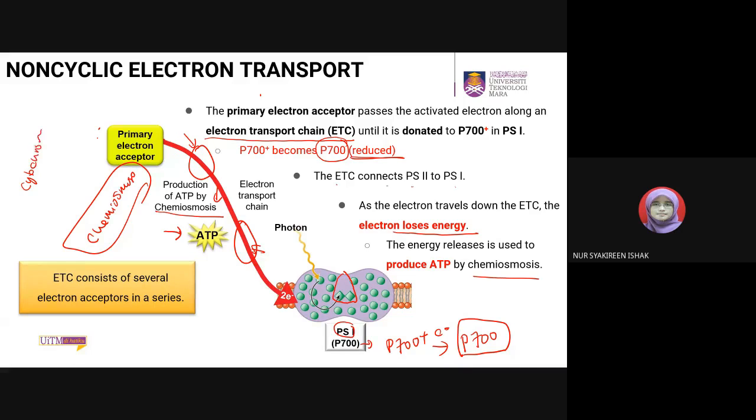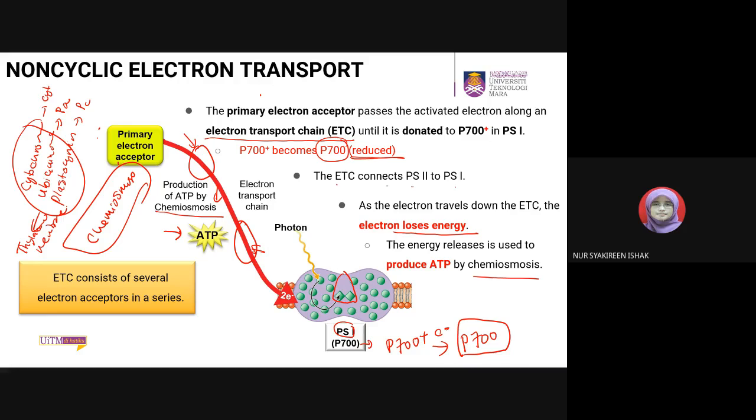Cytochrome, ubiquinone, and then another one is plastocyanin. Okay, kalau short form nanti awak tengok dia short form cytochrome ni CYT, ubiquinone PQ, plastocyanin PC. Okay, so those are the electron carriers of the electron transport chain that are embedded also in the thylakoid membrane.